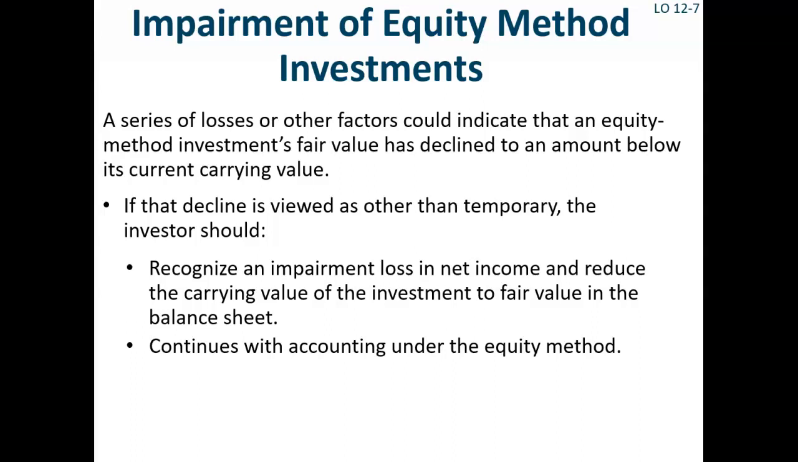A series of losses incurred by Argent or other factors could indicate an equity method investment's fair value has declined to an amount below its carrying value. If that decline is viewed as other than temporary, the investor should recognize an impairment loss in net income and reduce the carrying value of the investment to fair value in the balance sheet. The investor then continues with accounting under the equity method.